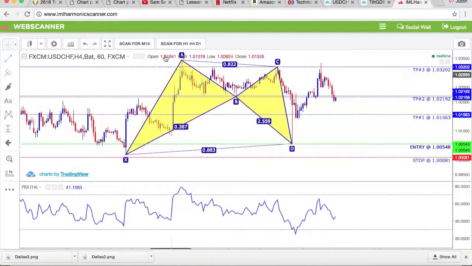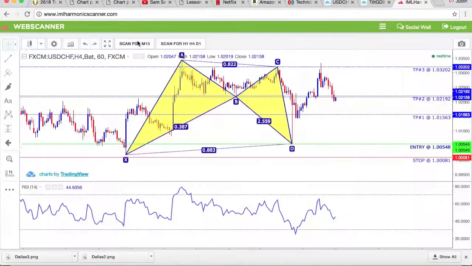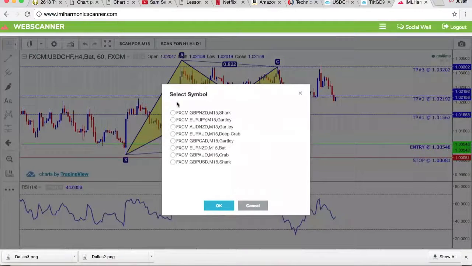We can do this for another one too, and I'll just choose one here. Even on the lower time frames, 15-minute, we'll see here. We can see a Euro JPY Gartley. Let's see this one.